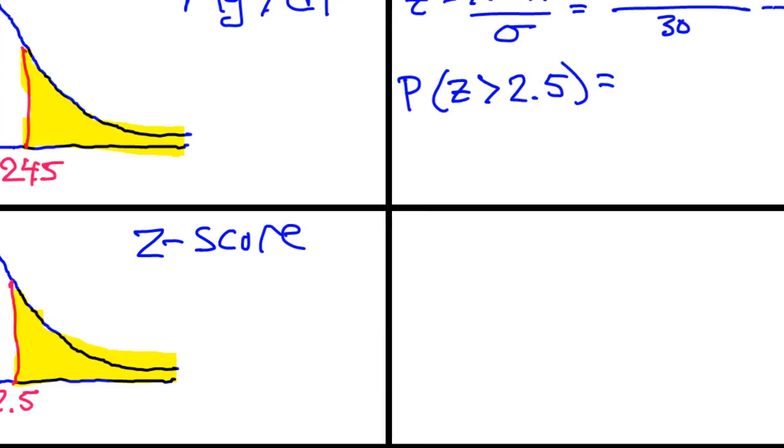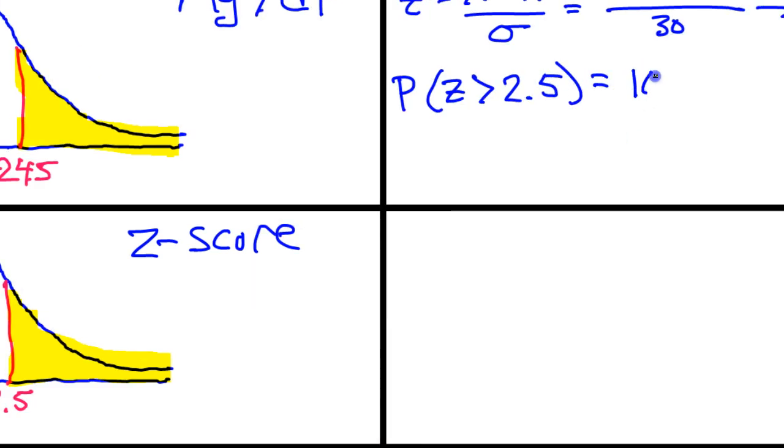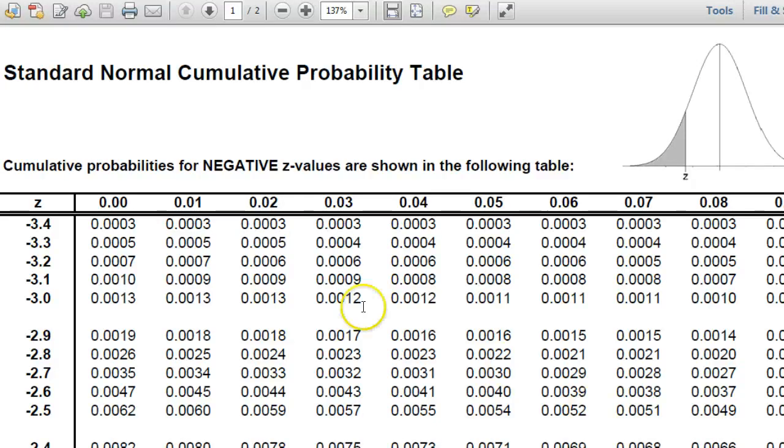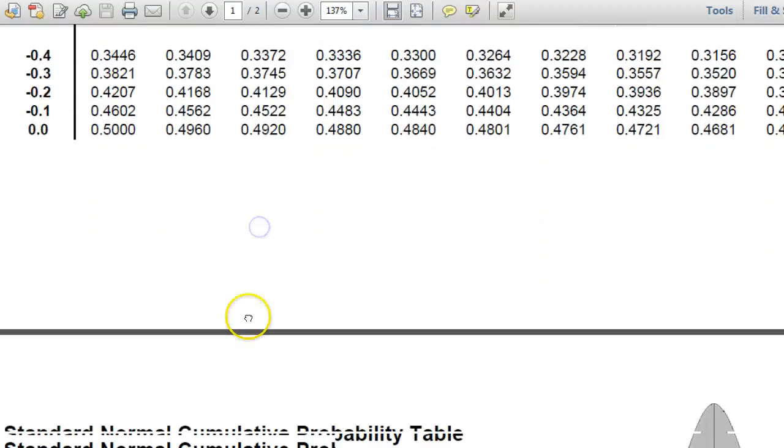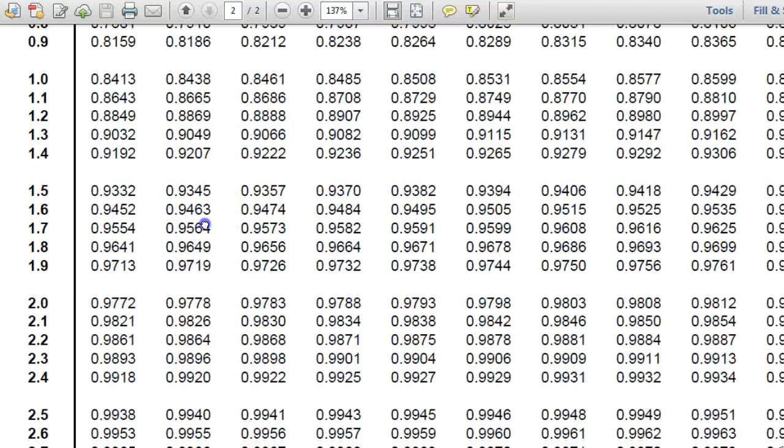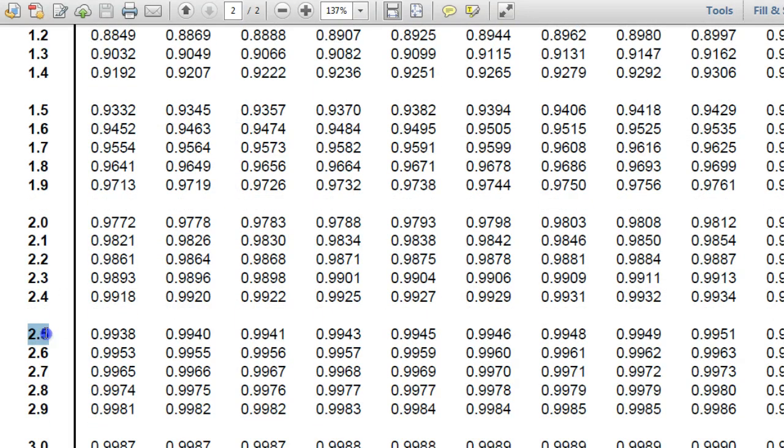And like I said, we're going to have to subtract from 100%, so I might as well get that started. So let's find what percent of the data is below 2.5, and that's what we have to subtract from 100. And that's what this is all about. So if I find 2.5 here on the left, okay, so here's 2.5 right here. So that means this is the percentage of data that's to the left of 2.5.